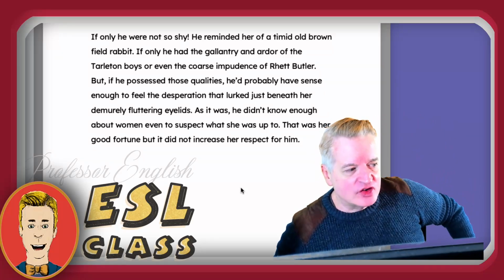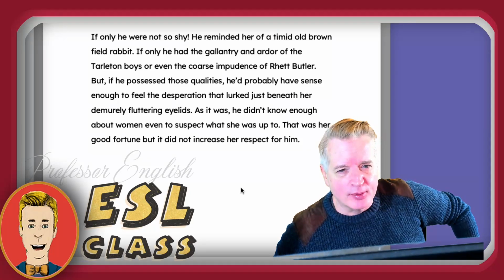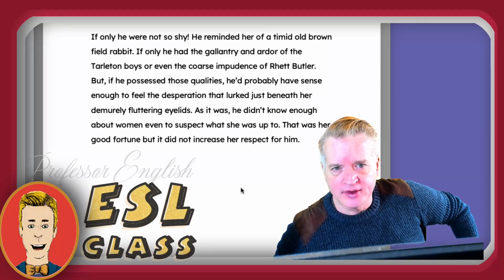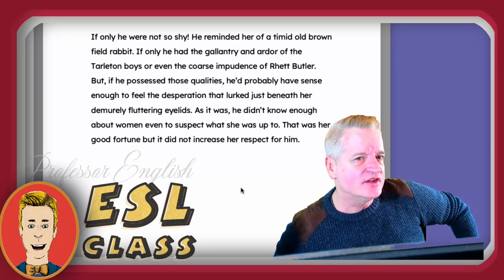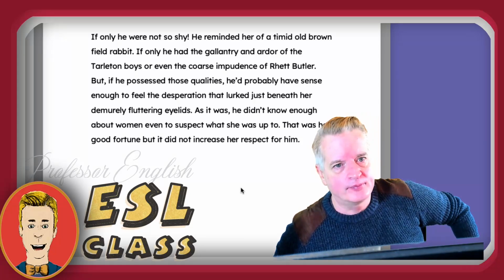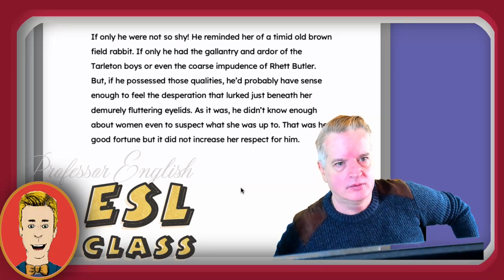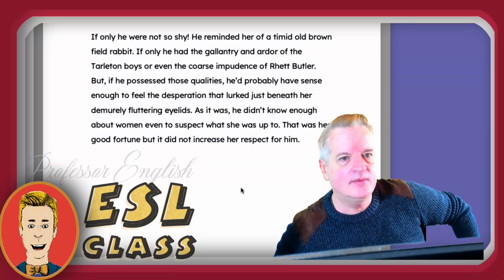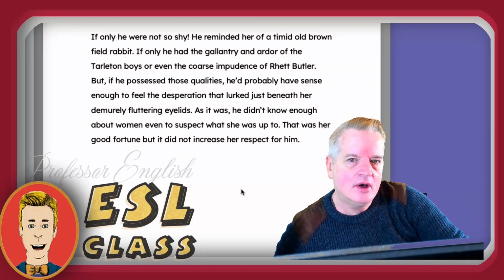So that strong, weak pattern is a very desirable pattern to adopt when you're making a sentence. And that's why we're doing this. Okay. Can you say that? Can you say timid old brown? Timid old brown. Timid old brown. Okay.